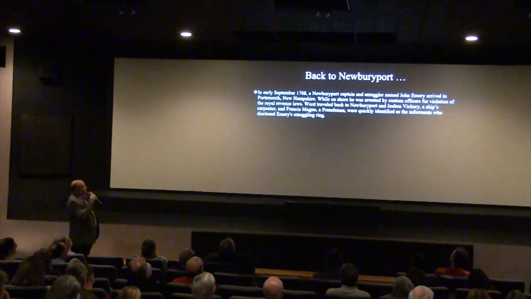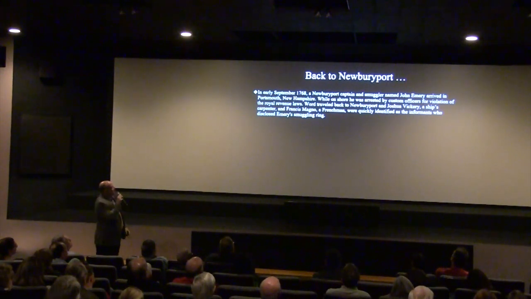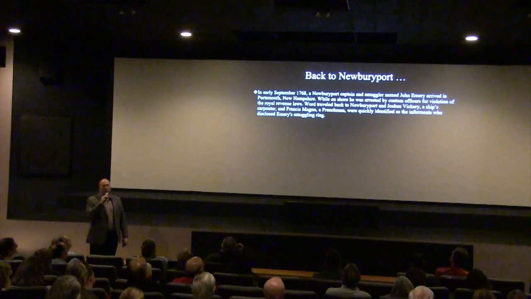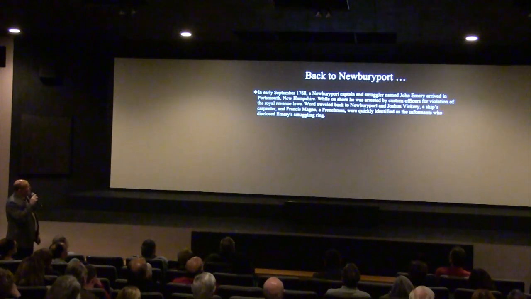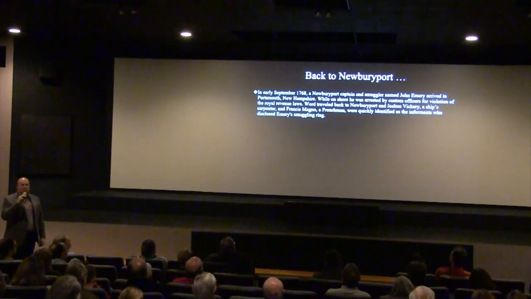In early September 1768, a Newburyport captain and smuggler named John Emery arrived in Portsmouth, New Hampshire. And in Portsmouth, while on shore, he was arrested by a customs officer for violation of the royal revenue laws. He was a smuggler.